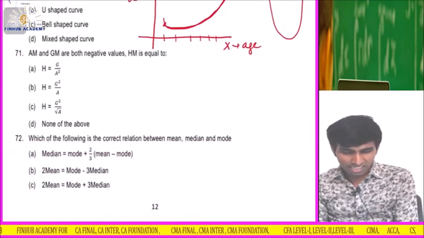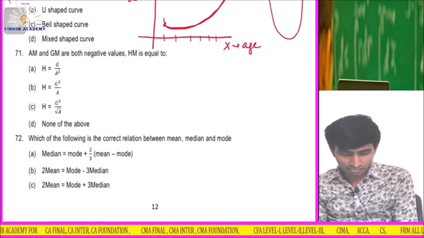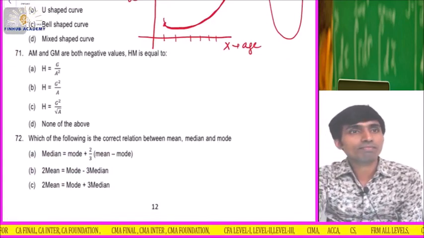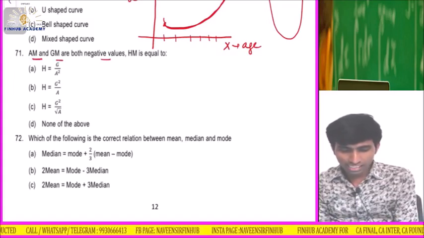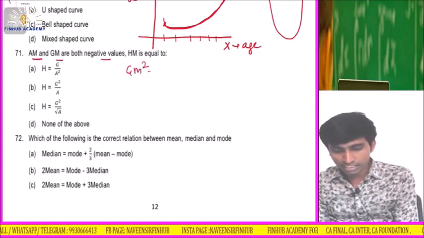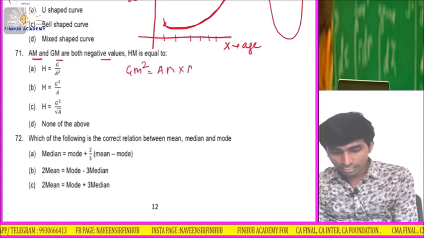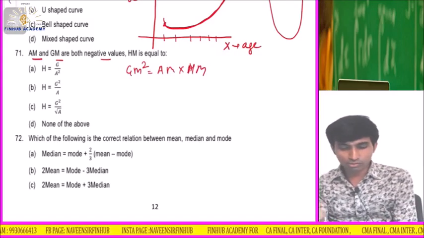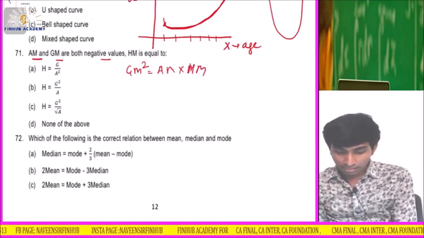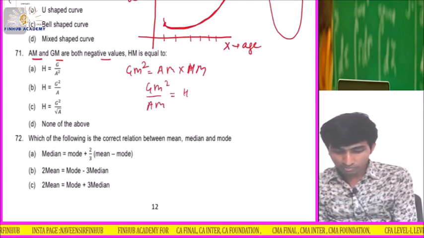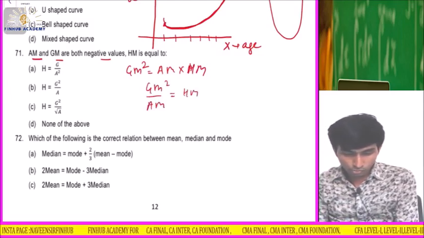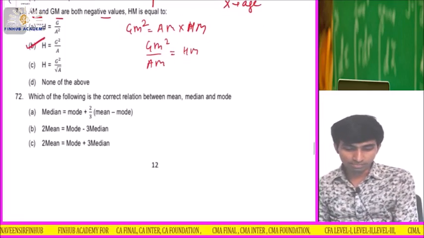AM and GM are both negative values. HM is equals to, we know that GM square is equals to AM into HM. I don't know why they have given both negative values, but we know the relation. GM square upon AM is equals to HM. So HM is equals to G square upon A. So the answer is B.